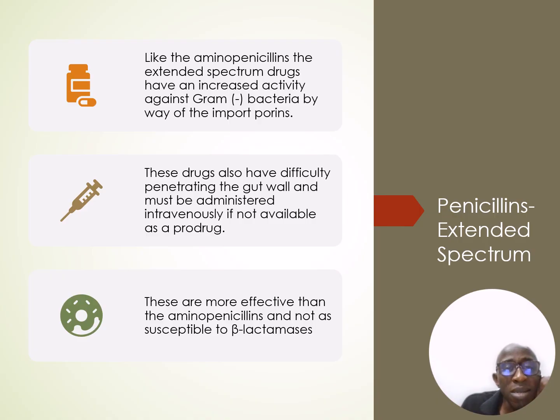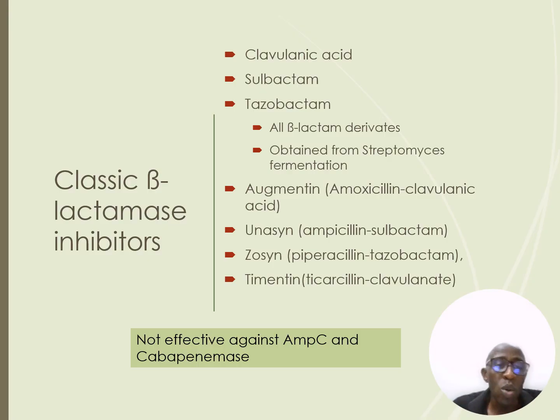So like the aminopenicillins, the extended spectrum drugs have an increased activity against gram-negative bacteria. I just mentioned that, and these drugs also have difficulty, but they are not as susceptible to beta-lactamases. So let's look at the classic beta-lactamase inhibitors, and they are clavulanic acid. The one you have in Augmentin. Augmentin is amoxicillin plus clavulanic acid.